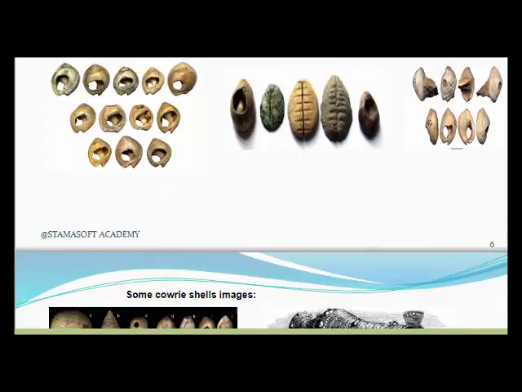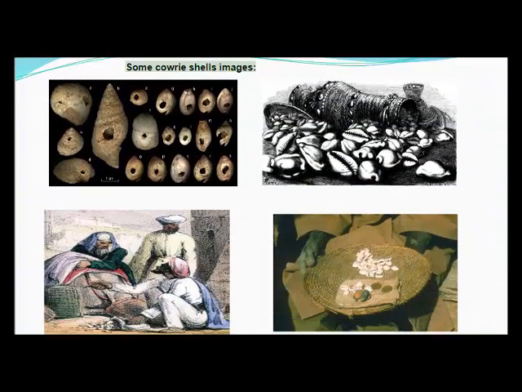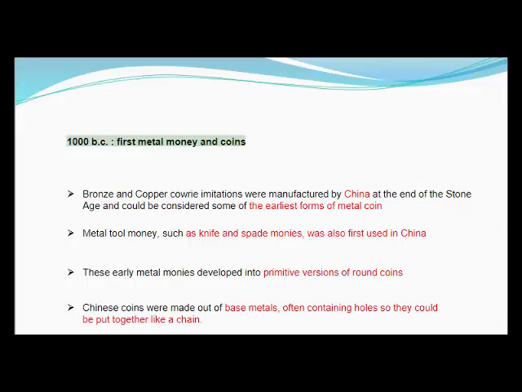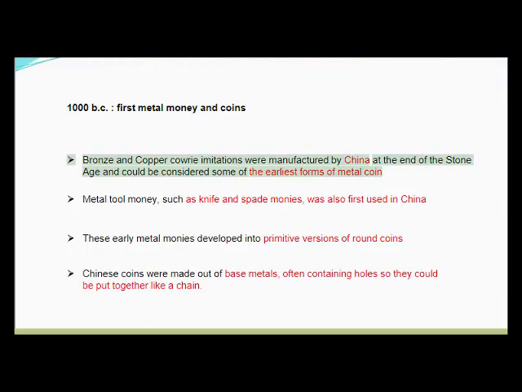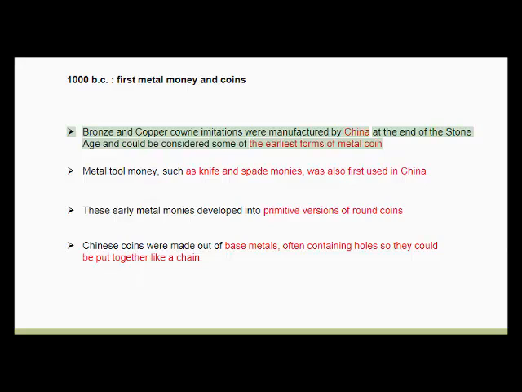Some cowrie shells images. 1000 BC, first metal money and coins. Bronze and copper cowrie imitations were manufactured by China at the end of the Stone Age and could be considered some of the earliest forms of metal coin. Metal tool money, such as knife and spade monies, was also first used in China.